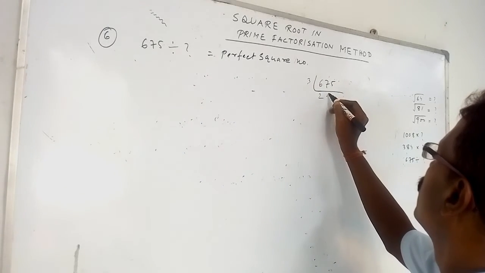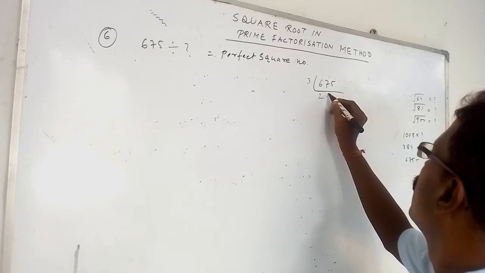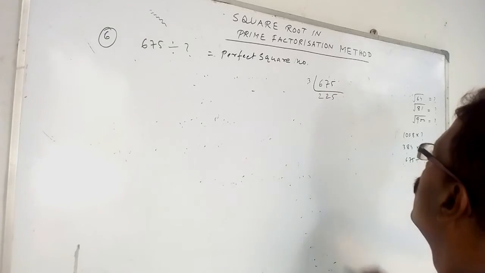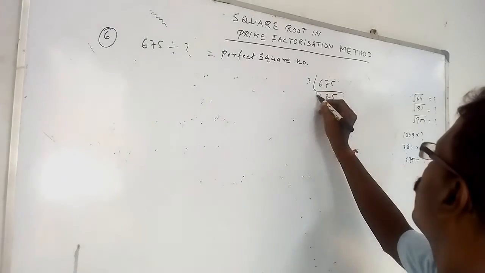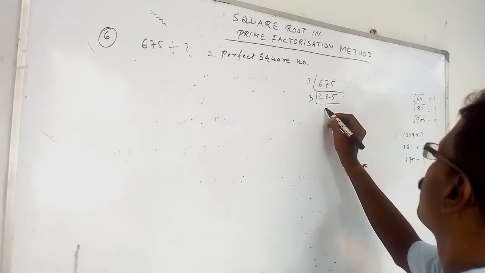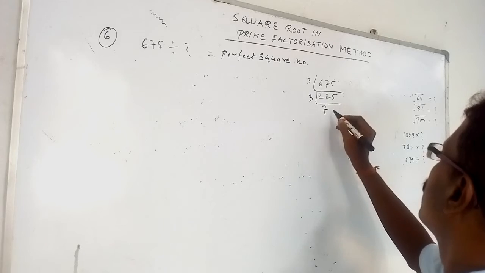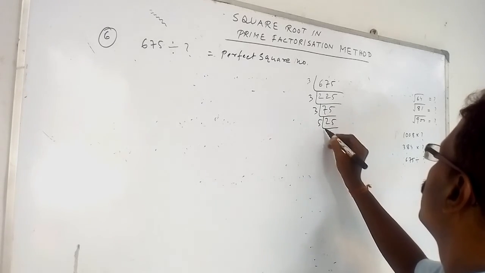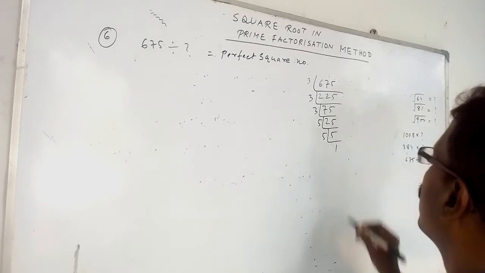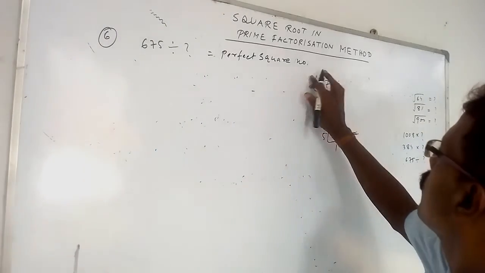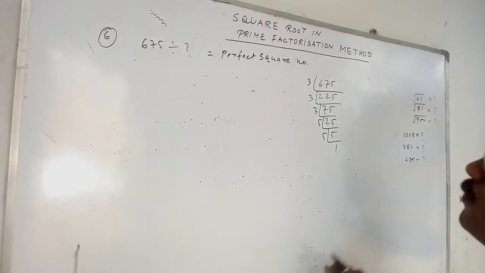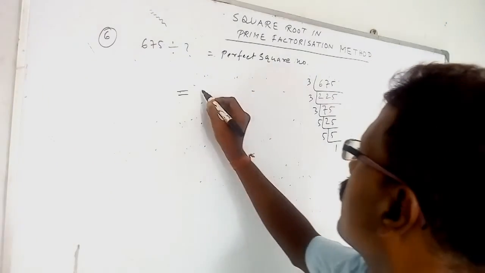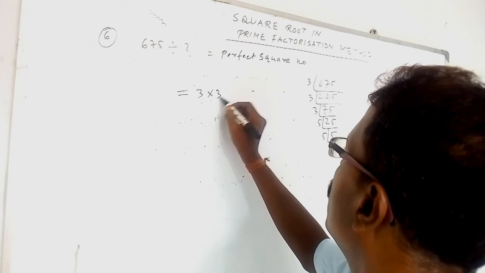3 twos are 6, again 3: 3 sevens are 21, 225. 3 threes are 9, 75. 3 by 3, 25. 5 by 5, 1, and this is your end point. So you have to prime factorize, that is 3 into 3 into 5 into 5.